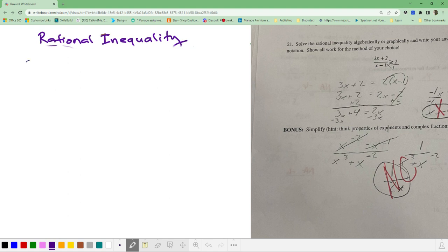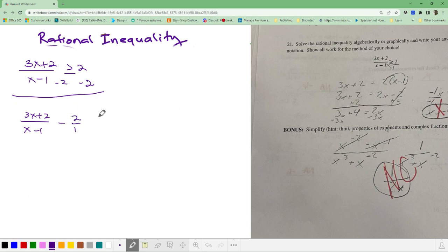It's up to you. Okay, so you have (3x plus 2) over (x minus 1) is greater than or equal to 2. So what we need to do is to make sure that the expression on the right side is 0. So therefore, we need to subtract 2. 0 is just easy to work with because anything above 0 is positive, anything below is negative, and everything equal is just 0, right? So now we have (3x plus 2) over (x minus 1) minus 2, that's 2 over 1 essentially, is greater than or equal to 0, right?